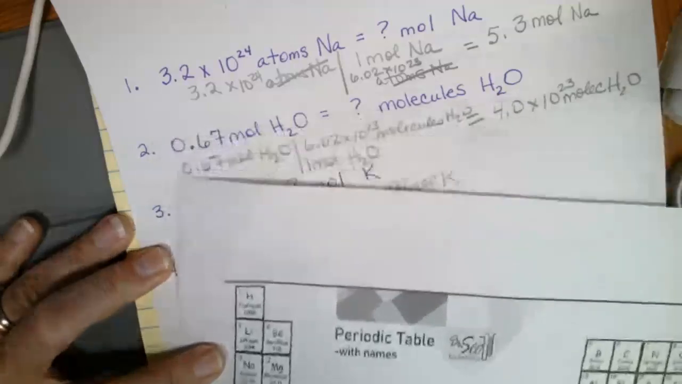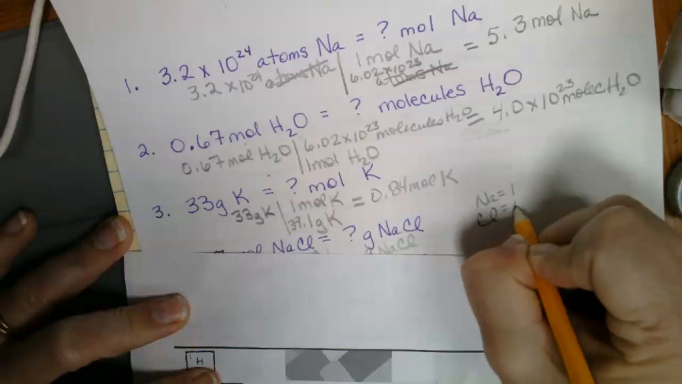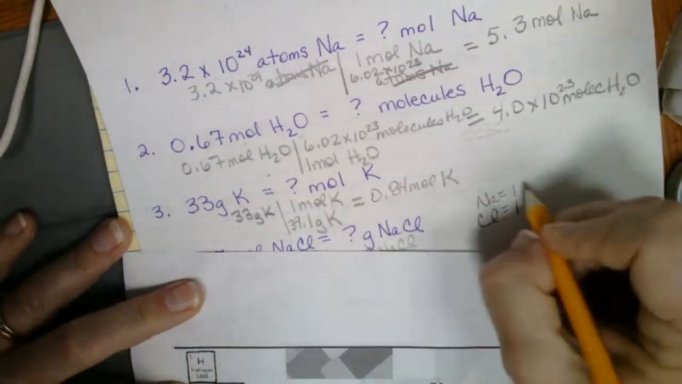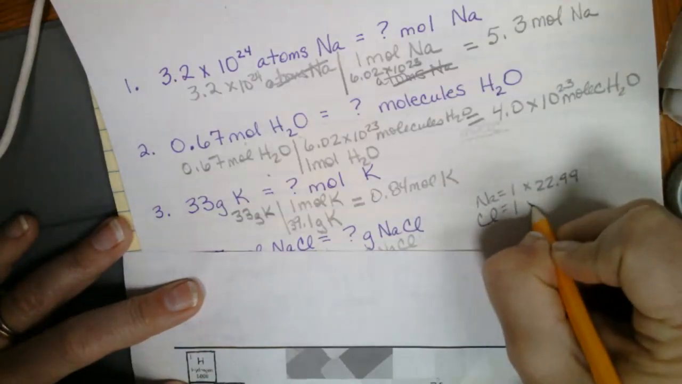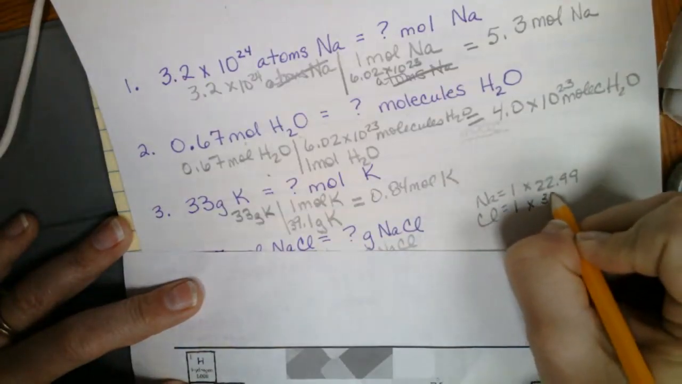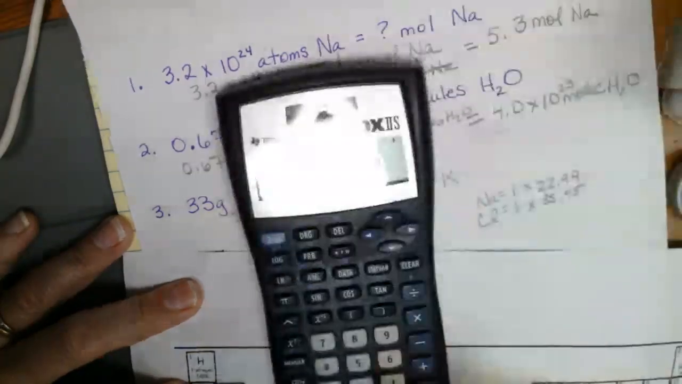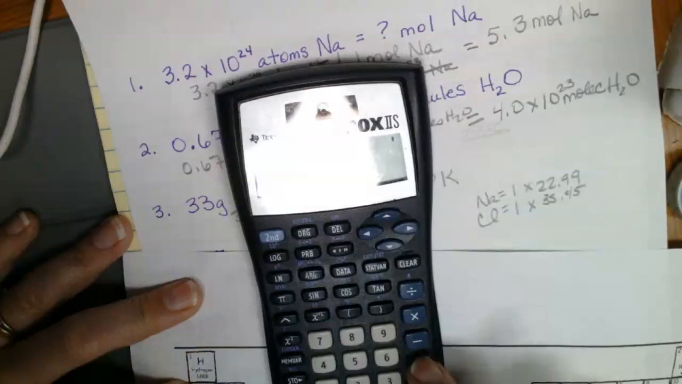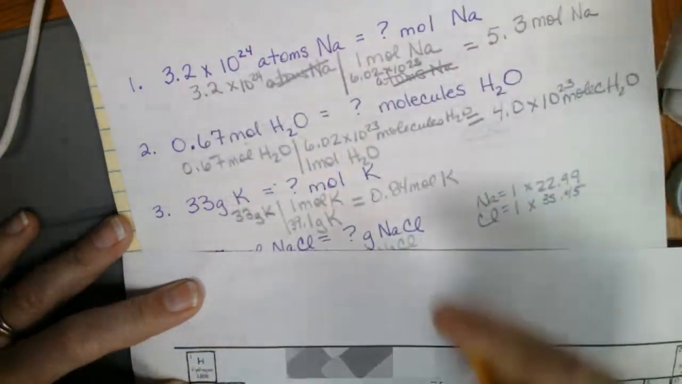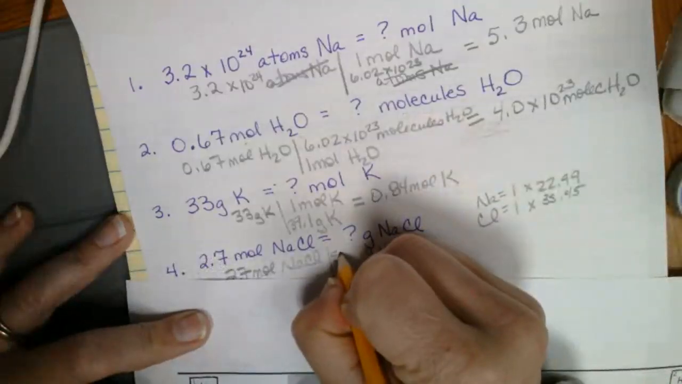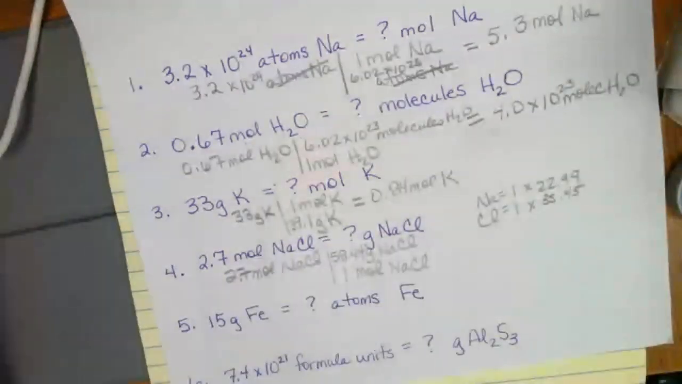Well, I have 1 sodium and 1 chlorine. Sodium has a mass, if I look on the periodic table, 22.99. Chlorine has a mass, 35.45. So it has a molar mass of 58.44 grams.